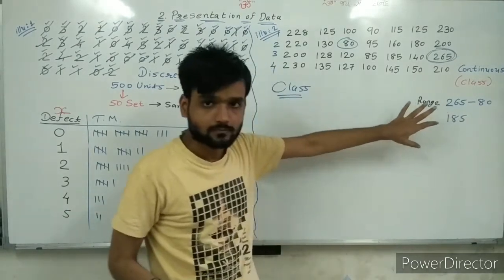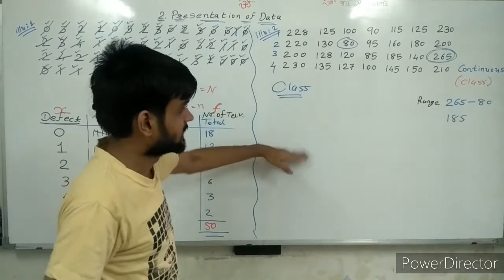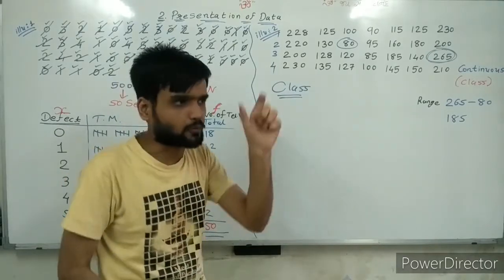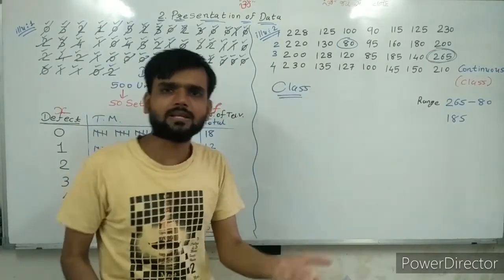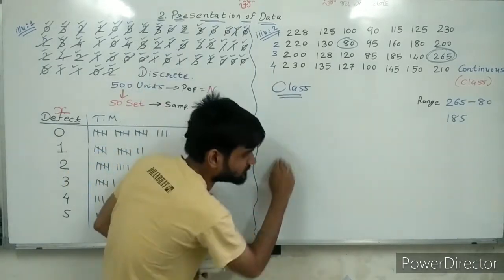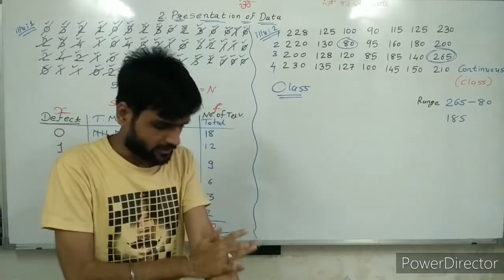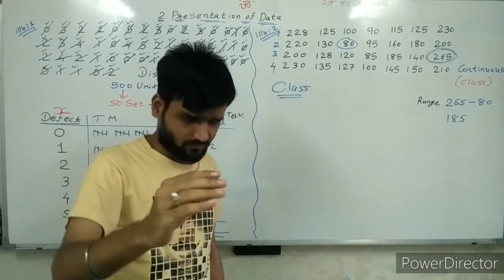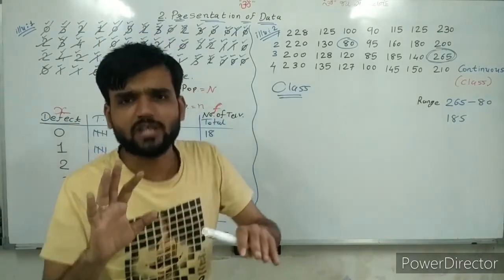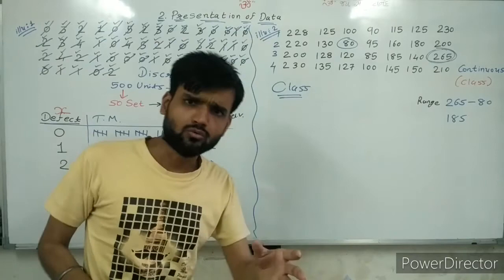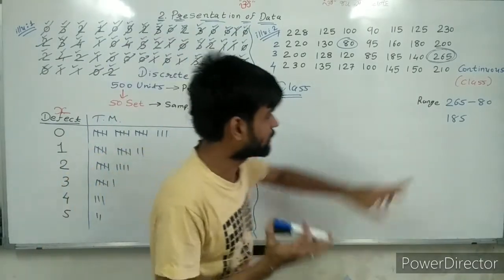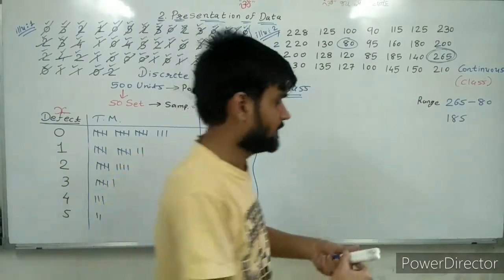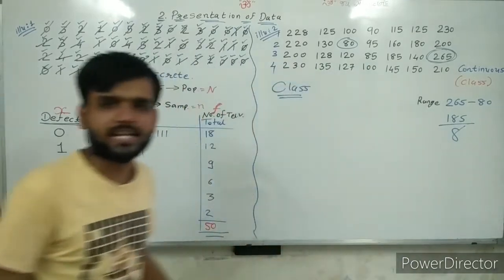So we are making classes. Suppose 80 to 100, 100 to 120. So 20 gap we are taking and making classes. But how many classes we are preparing? That is also decided first. Generally 5 to 10 classes we are making. So first of all find range and how many classes you want, and with that we are dividing the value.